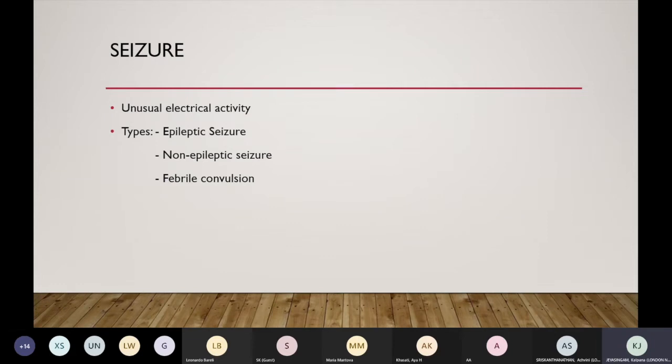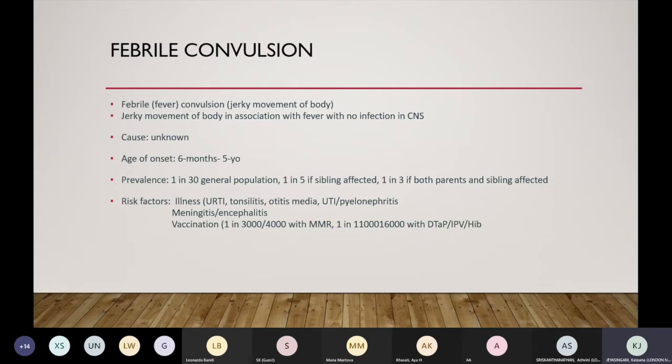And the commonest type in children when they have those seizures, those abnormal movements, is due to febrile convulsion. So I'm going to focus on febrile convulsions. So what is febrile convulsion? The name itself kind of tells us. Febrile means fever, convulsion means jerky movement of the body, and usually it's associated with fever and generally with no infection of the CNS. The exact cause of why these jerky movements happen when children have high-grade fever is unknown, but it is thought that maybe fever can lower the threshold of the electrical activity in the brain, and that might be the reason, but again, the cause is unknown.